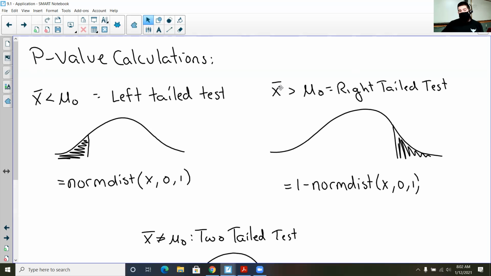If it was saying that I think that Rosie's heart rate is faster than what we know to be true, that's going to be a right tail because it's going to be greater than. So if it's greater than, once I find that test statistic, I am going to have to do 1 minus.